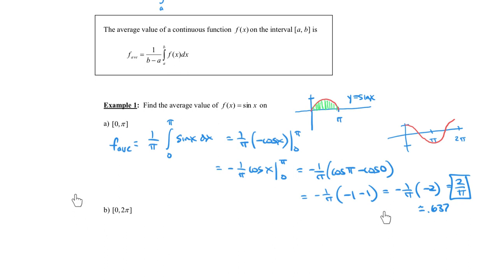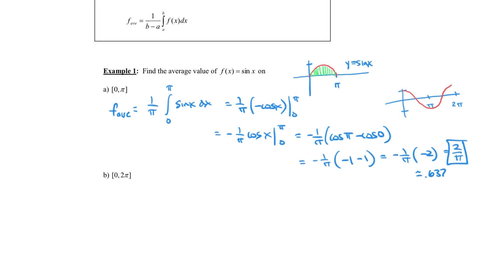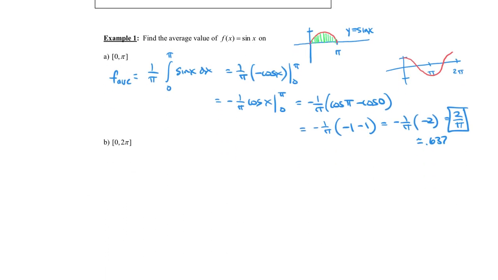So they ask us another question about the average value of sine of x, but now they give us a different interval. Now they're saying between 0 and 2 pi. This one, we can probably figure out just by looking at the graph. So let's consider the graph of this one. We've got pi and 2 pi. We know the sine is going to go something like this.